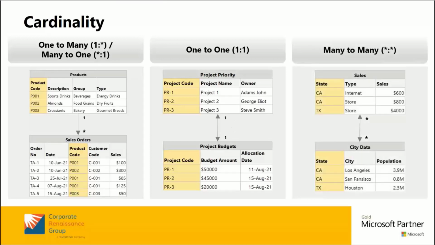And the last one is called many to many. It means if you see table one, the state California appears twice here. For whatever reasons, the state California again appears twice here in the second table.